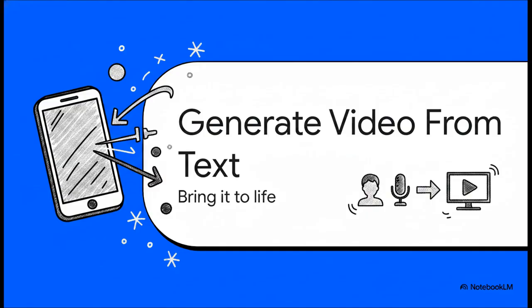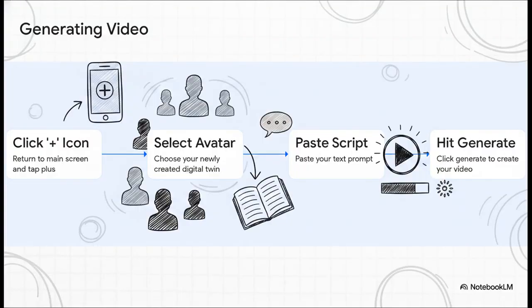Generating video from text. Bring it to life. Now, bringing that new avatar to life is somehow even easier than making it. You just go back to the main interface and tap that plus icon one more time. This time, you select the avatar you just made. It'll be sitting right there waiting for you. Next, you just paste in your script or whatever text prompt you want your digital twin to say.